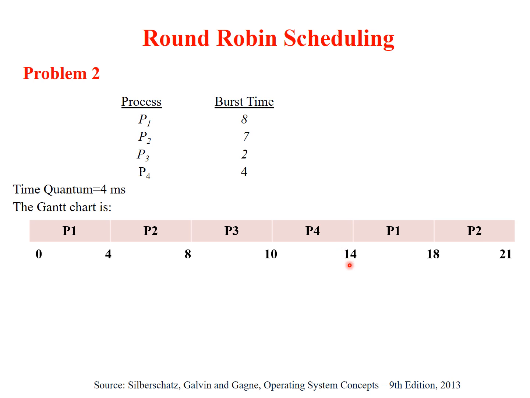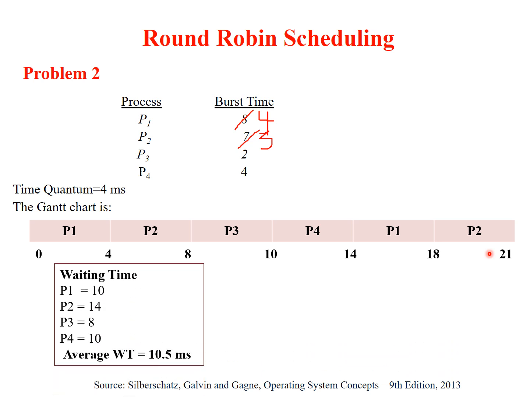Now there are 2 processes remaining. Say P1 with a burst time, say 4 is remaining, and P2 with the burst time, say 3 is remaining. The chance is given to P1 now. So P1 will execute for 4 milliseconds. It will start at 14, it will end at 18. And P2, if it begins at 18, it will end at 21.